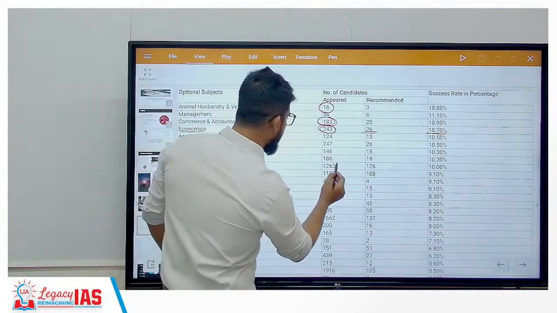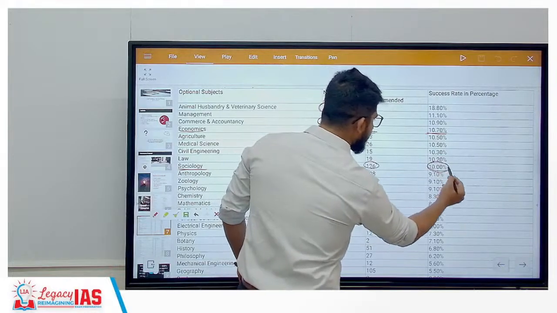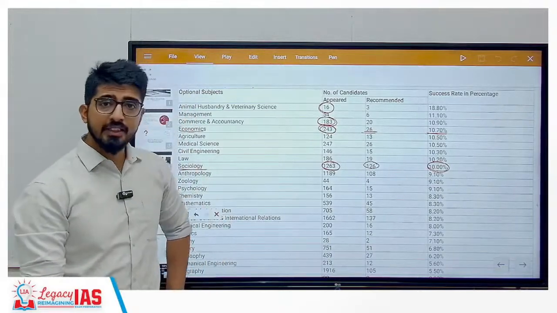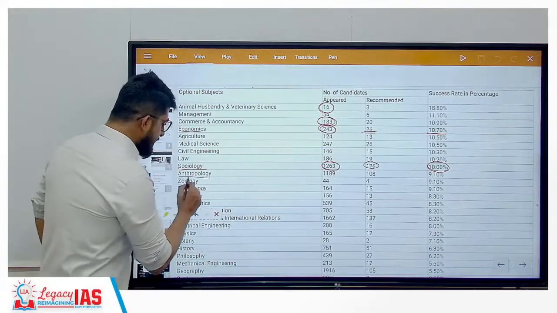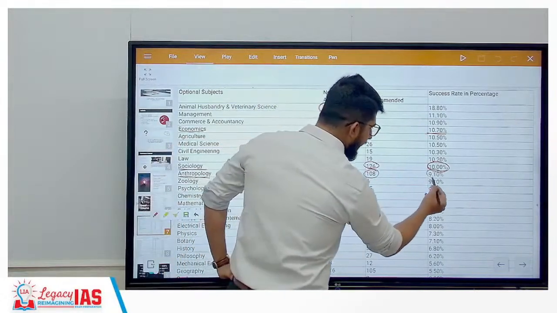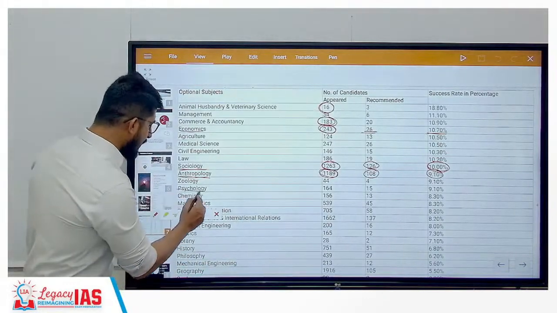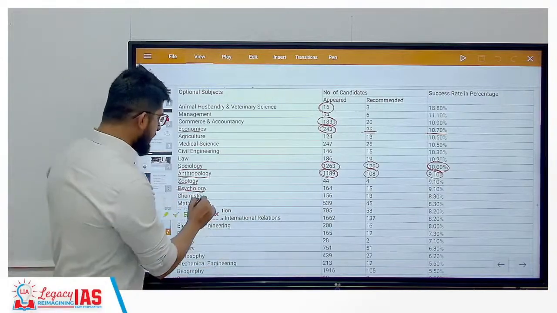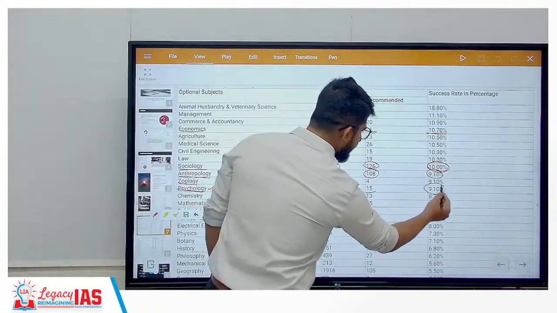Sociology, look at this, 1,263 people, 126 got selected, which is a 10% success rate, which is really good considering people do not have the background as such. Anthropology is the next best performer. 1,189 people, 108 people, 9.1%. That is also a good performer. And then you have psychology. Zoology is there, but again, you need a background for that. So that is why you consider psychology: 164 people, 15 people got selected, 9.1%.